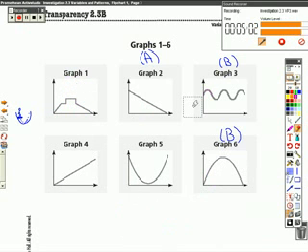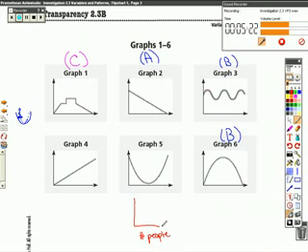Oh, why did I just erase that? All right, so this is graph C. D. The waiting time for a popular ride at an amusement park is related to the number of people in the park. And we said number of people determines the wait time.